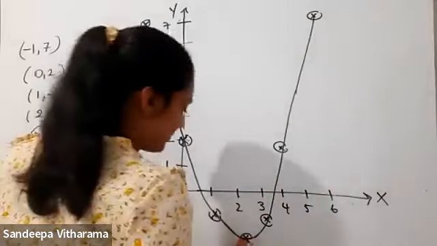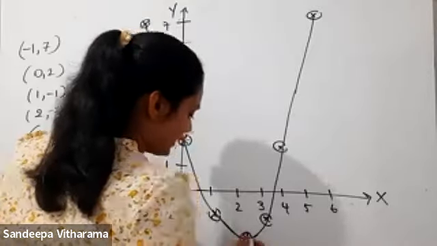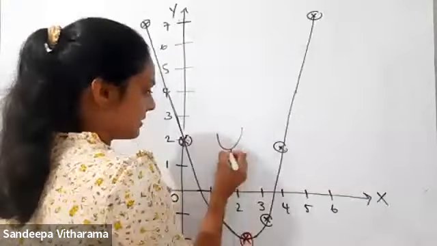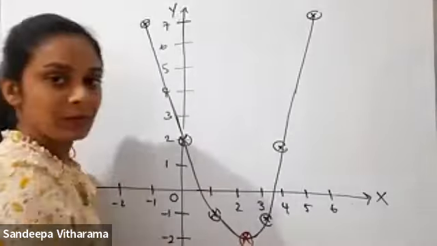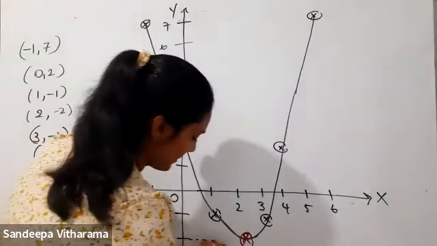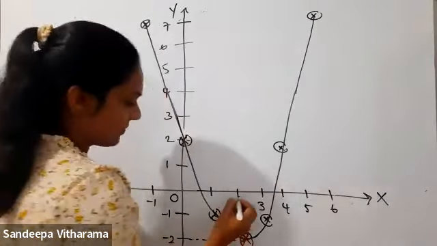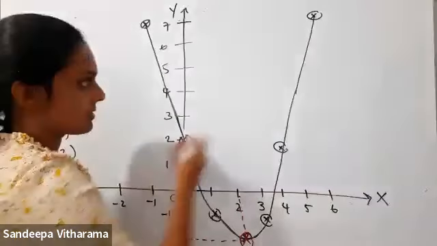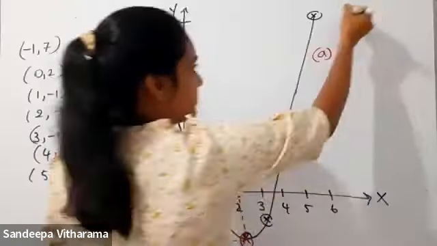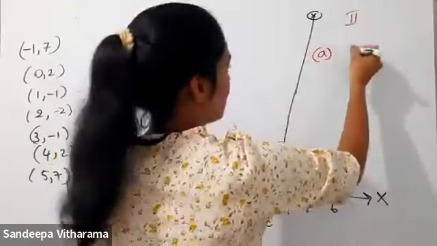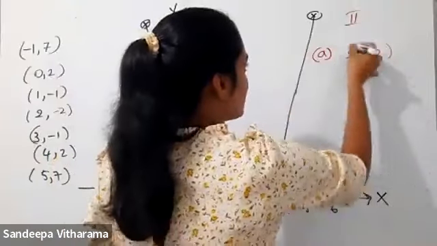How do we identify this? This is the place where the graph turns. There are many methods, but you have to identify the point. Here, this is the y coordinate and this is the x coordinate. The answer for part A of the second part is 2 comma minus 2.